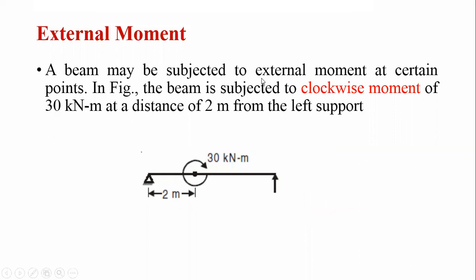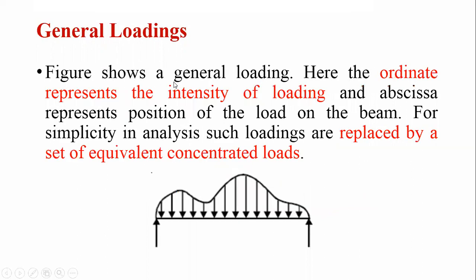And the last one is the general load. The figure shown is a general load, where the ordinate represents the intensity of the load. For analysis purposes, we may replace this load with an equivalent concentrated load, as we did for the UDL, the uniformly distributed load, and the UVL, the uniformly varying load. How are we converting it into a point load? Similarly, for this general load also, we convert it into a point load and represent it over the beam. Such a load is called a general load.